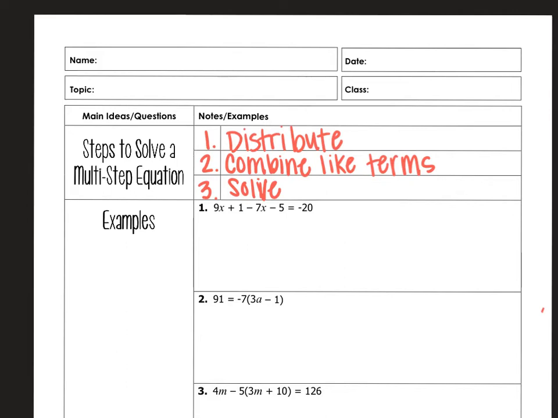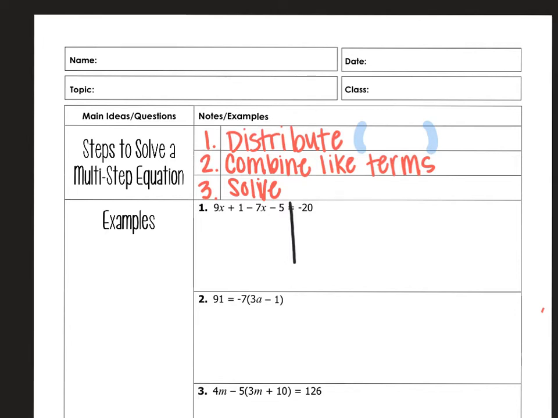Okay, so let's go ahead and solve this first problem, number 1. First thing we're going to do is draw a line down the equal sign. Everything on this left-hand side, I need to see if I need to distribute first. When we distribute, we're really looking for a set of parentheses. I do not see any parentheses here. There is nothing to distribute, so we are finished with step 1.